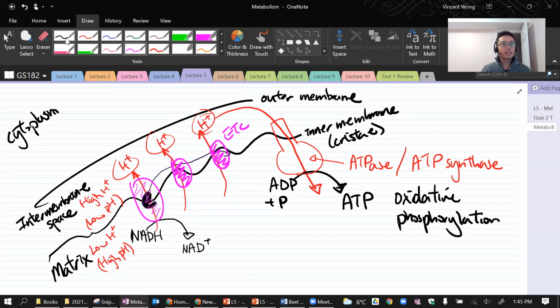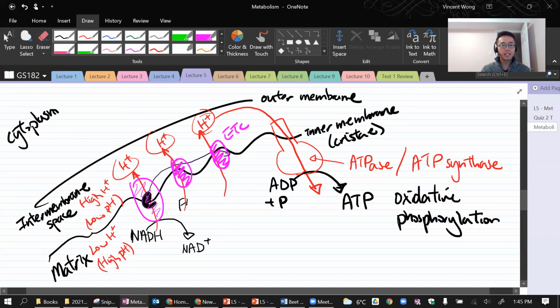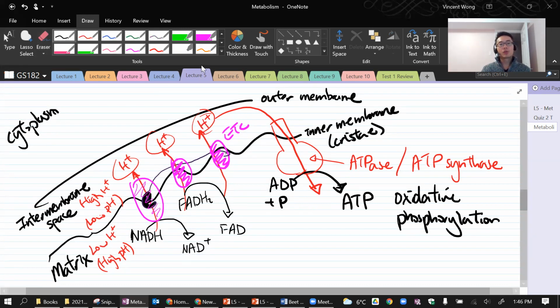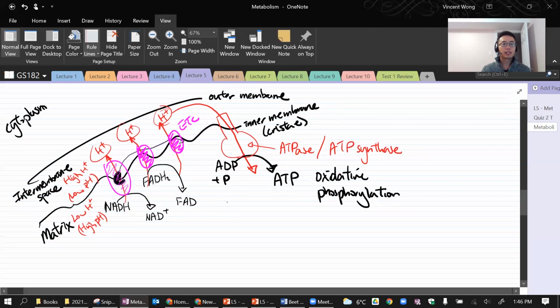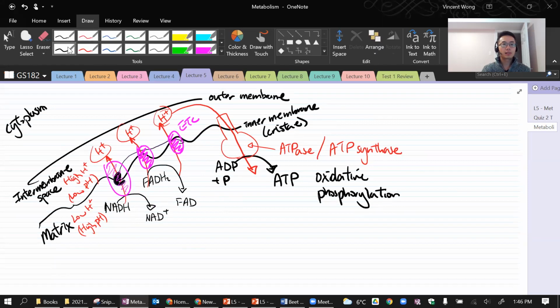Now, where does FADH fit into all this? Well, FADH2 does not have enough energy, and so it's going to release its electron at a lower point. So rather than pumping like 3 H+, it only has enough energy to pump like 2. So it does not have as much energy to produce ATP, right? That's why NADH can produce 3 ATP, whereas FADH2 can only produce 2 ATPs. Okay, so that's essentially how the electron transport chain works.